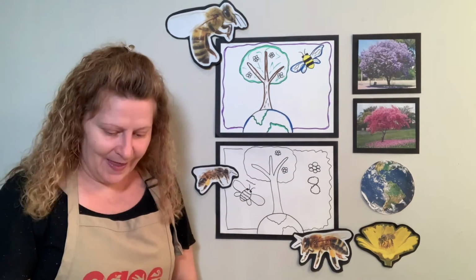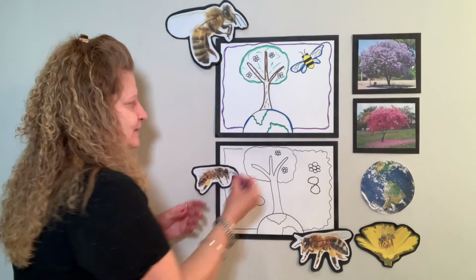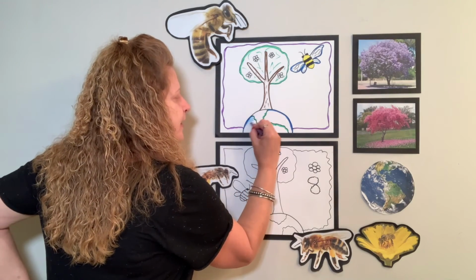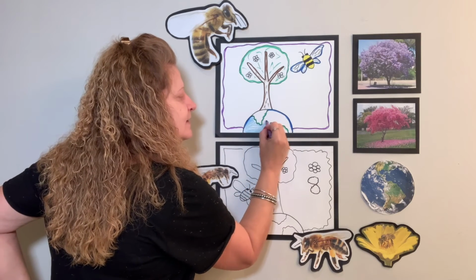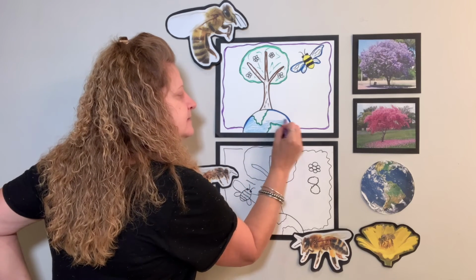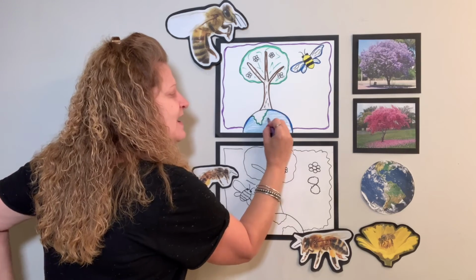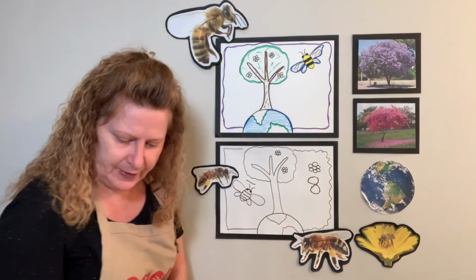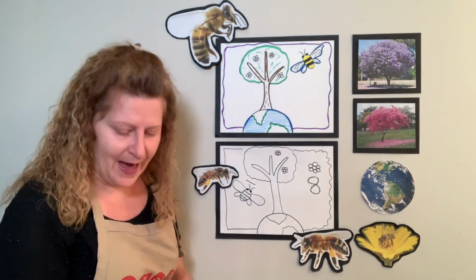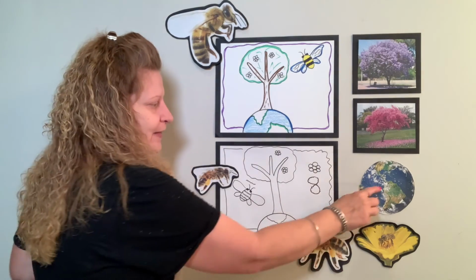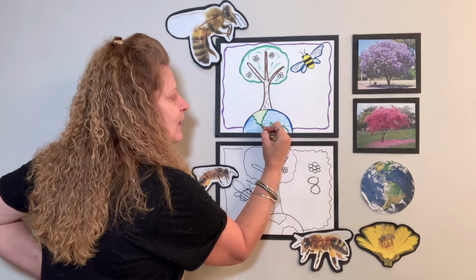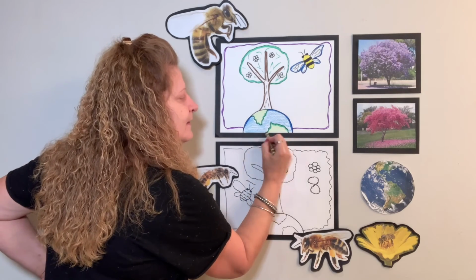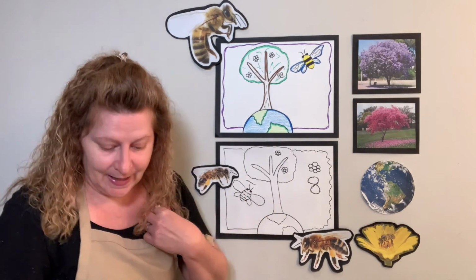All right, and then I'm just going to start coloring. So here I want to color my water, just like this, around my land. And if you want to use a couple of different color blues, feel free to do that. Then I want to color my land, because I know that my earth has land and water. And there we go.